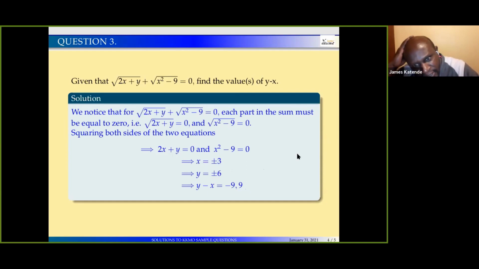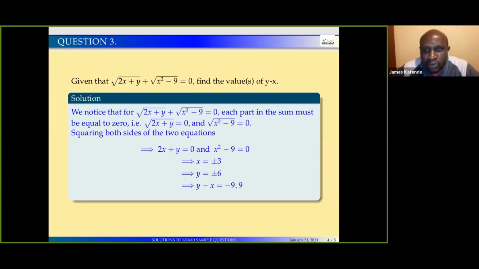We have the final answer. So the trick here was to realize that if you add any two non-negative numbers and you get 0, then both of them must be equal to 0. That was the breakthrough, and from that point onwards, everything flows. It's just a little manipulation of the equations and expressions, and you get your answer. So the values are 2, and both are listed here, negative 9 and 9.